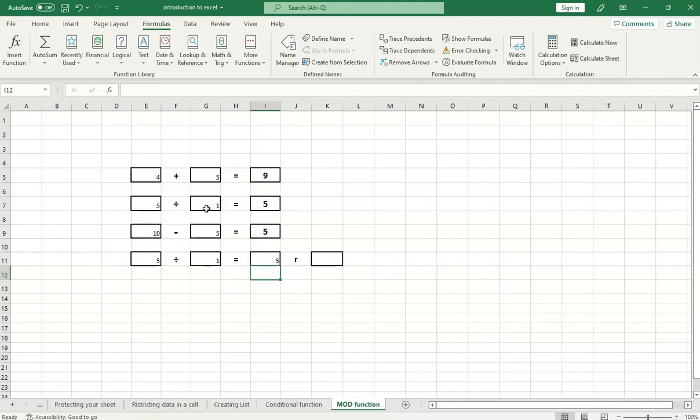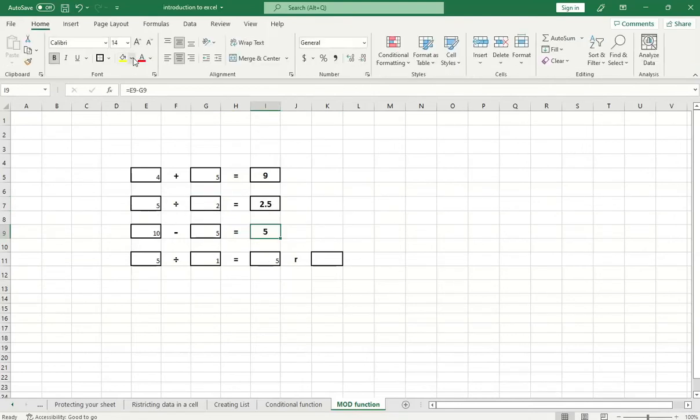Okay, let me tell you what you would want to avoid. Let's say we have 2 here. You realize that the answer here is 2.5, right? This is what we want to avoid. We want to know how many times the 2 went into the 5 and what was the remainder. So that's when the mod function comes in. This time around we use the quotient function to find the numerator by the denominator.